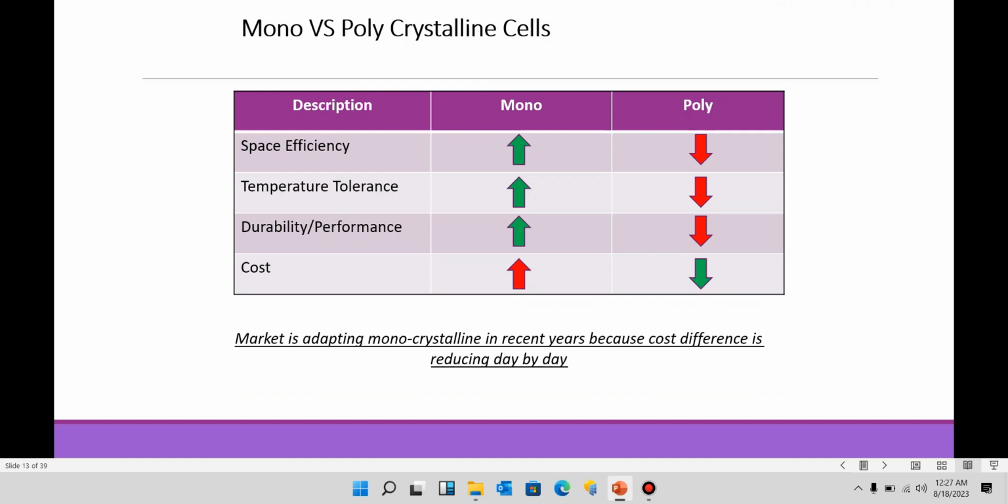to polycrystalline. The cost of monocrystalline at early stages was higher as compared to poly, but now the market has been adopting monocrystalline for the last few years. Therefore, the cost difference is shrinking day by day.